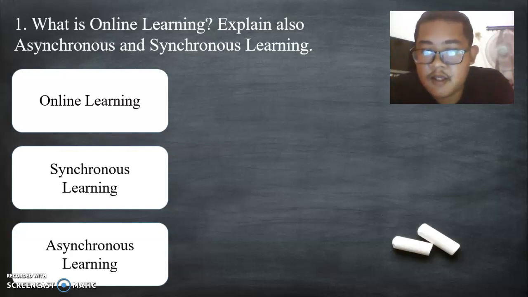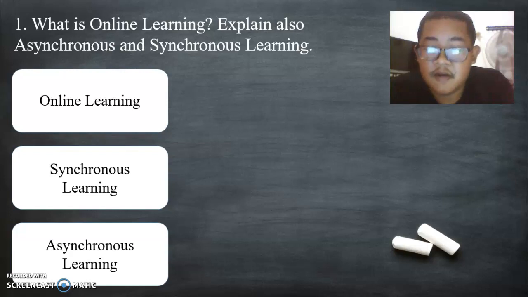Second one is synchronous learning. Synchronous learning is a learning activity that happens at the same time or can be said to happen in real time. Examples include face-to-face interaction in a classroom or live streaming services between teacher and students.